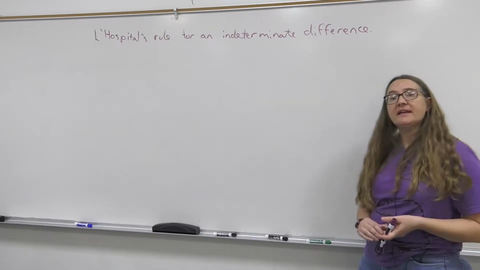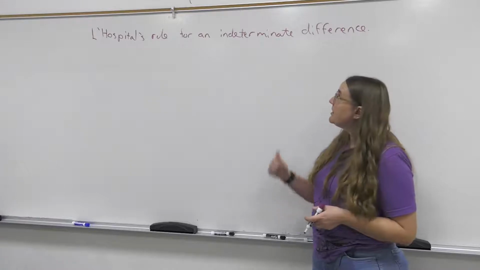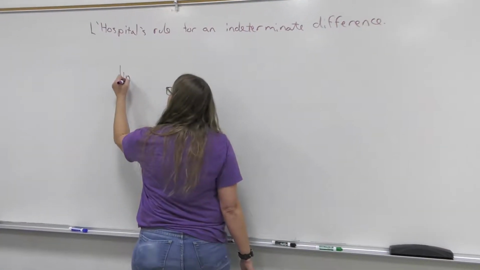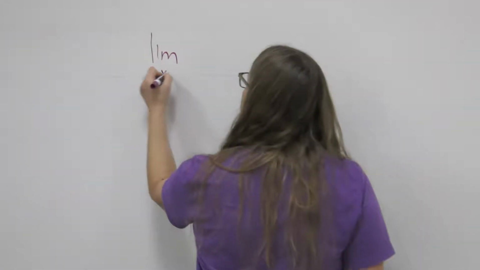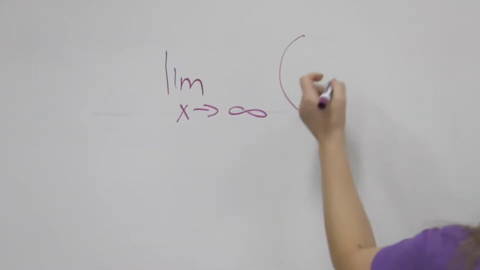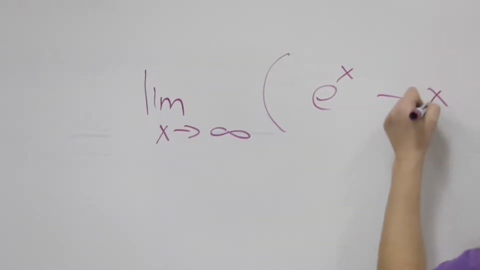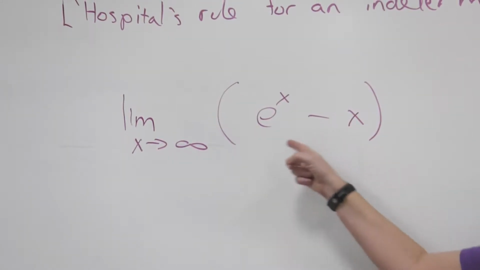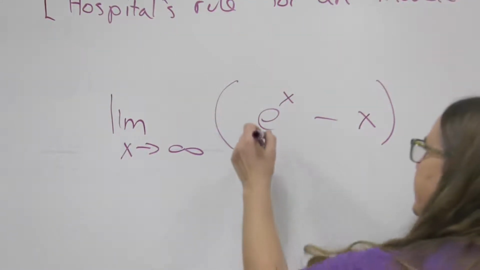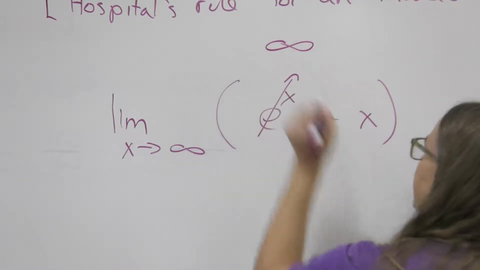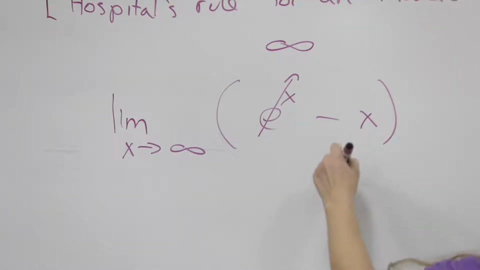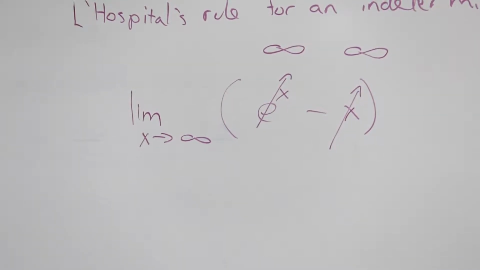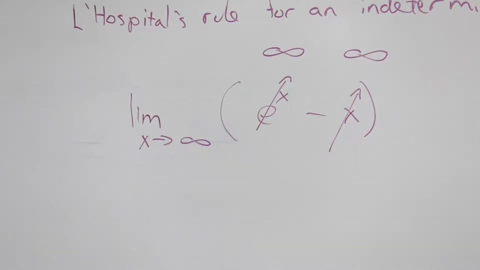In this video, we're going to be taking a look at using L'Hopital's rule for an indeterminate difference. So let's just do an example here. Let's suppose I have the limit as x goes to infinity of e to the x minus x. Now, if I look at where the individual pieces go, e to the x is going off to infinity, and x is also going off to infinity. So we have, quote unquote, infinity minus infinity.